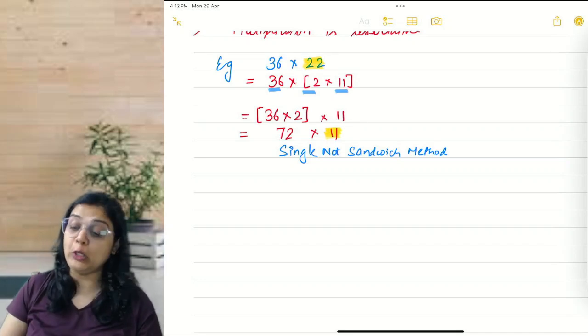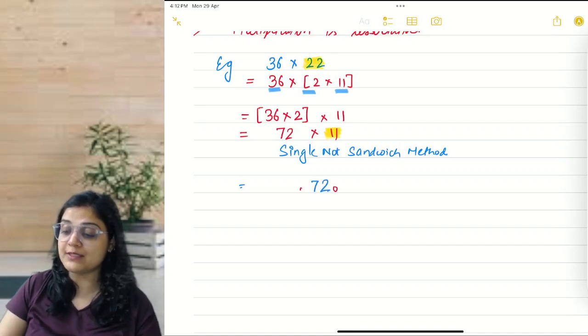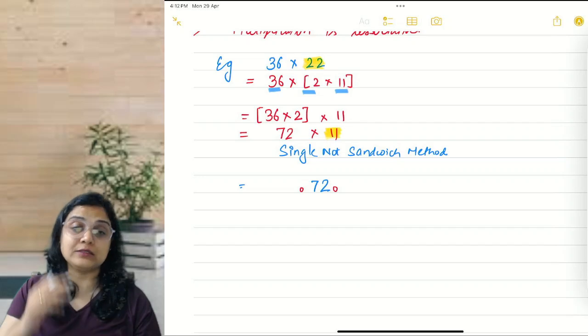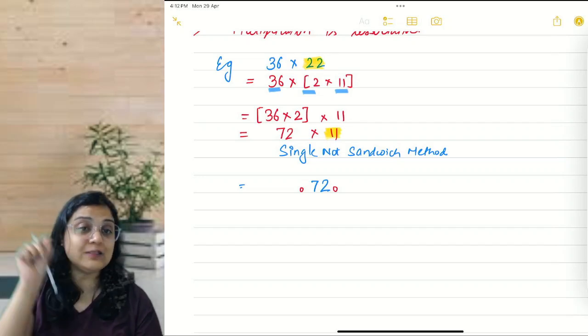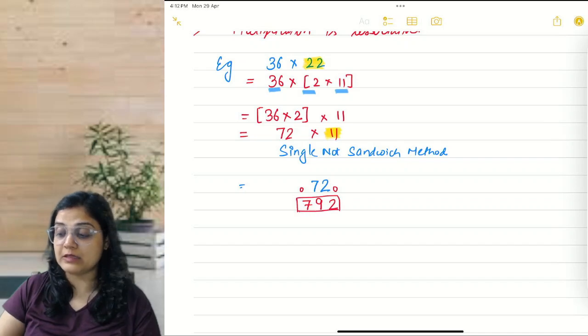So 72 into 11 will be what? I will write 72 as it is. I will sandwich 72 between two knots, and further you know the answer. Intentionally I am writing these zeros very small. So 2 plus 0 will be 2, 2 plus 7 is 9, 0 plus 7 is 7. So this is my answer.